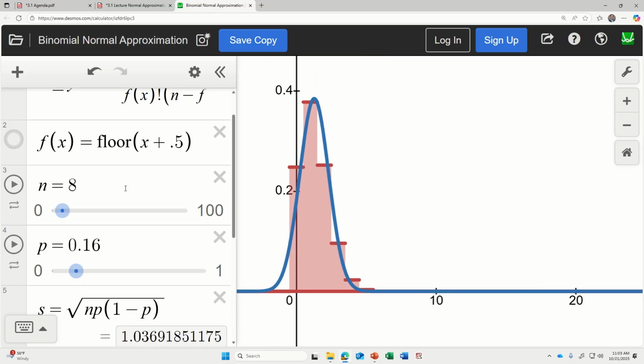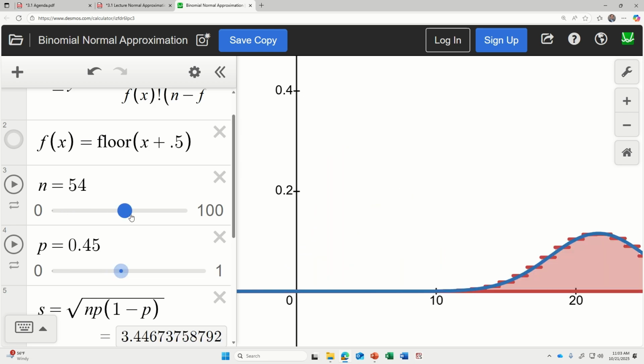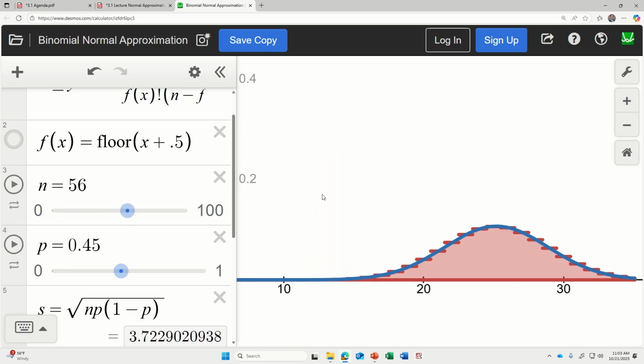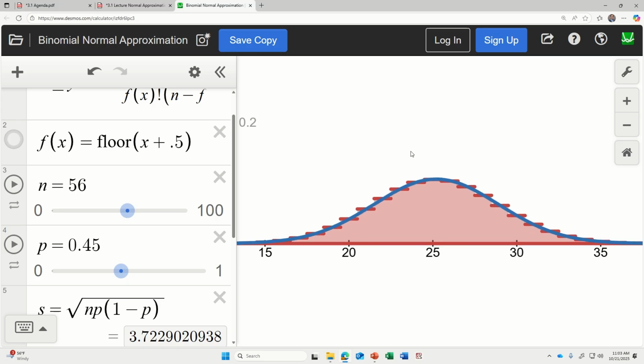But if I get a situation where my probability is getting pretty close to 1/2 and my n, my sample size, is pretty large, now it works really well. Now the normal distribution curve matches the center of those little binomial distribution probabilities just about exactly.